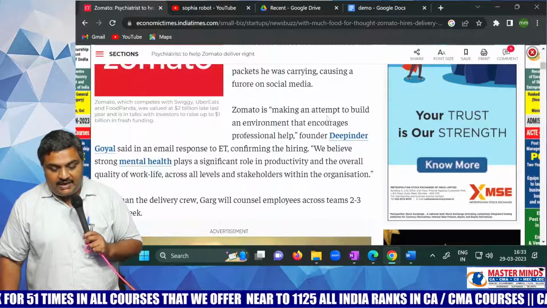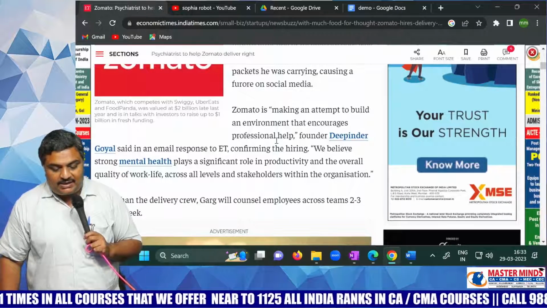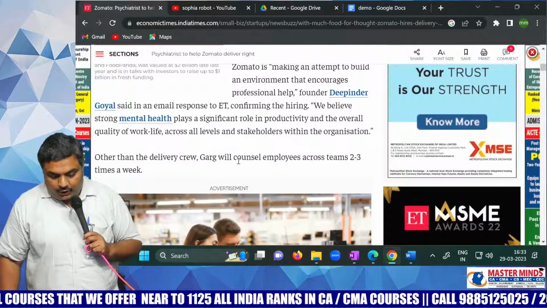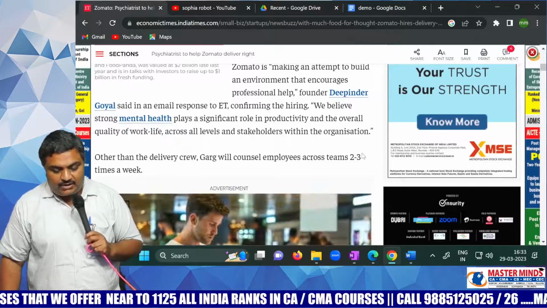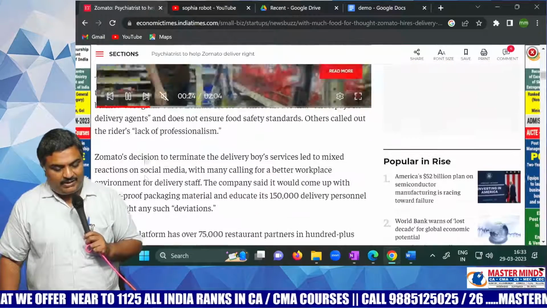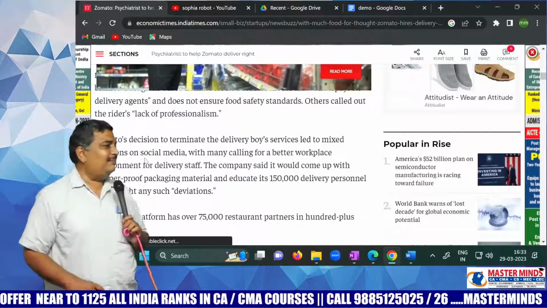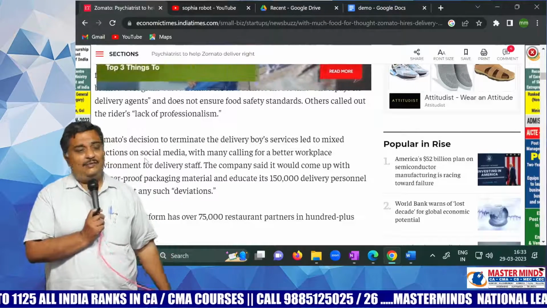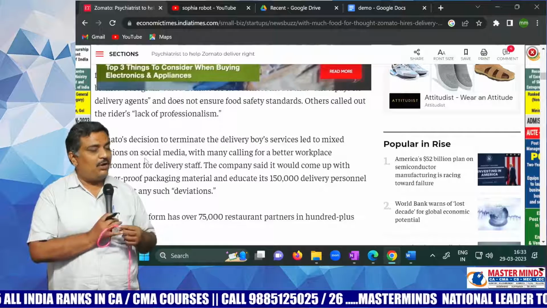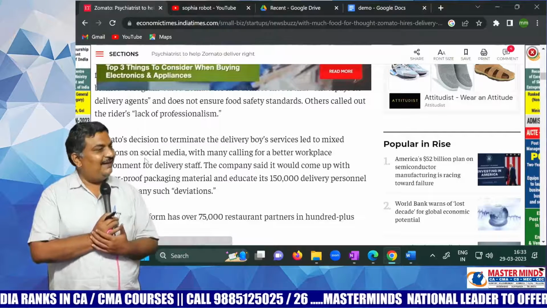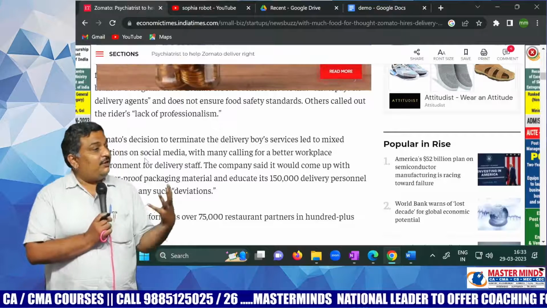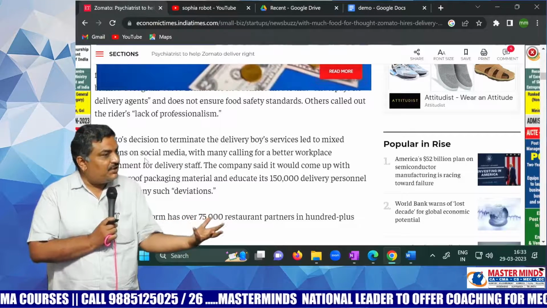See, Zomato is making an attempt to build an environment that encourages professional help. Other than the delivery crew, Garg will counsel employees across teams 2 to 3 times a week. What did he say? You should not eat like that, and that too on roads. If you want to eat, you go to some corner place where no one is there. In that way? No. So now, what the psychologist team does, this is also a business process, training the employees.